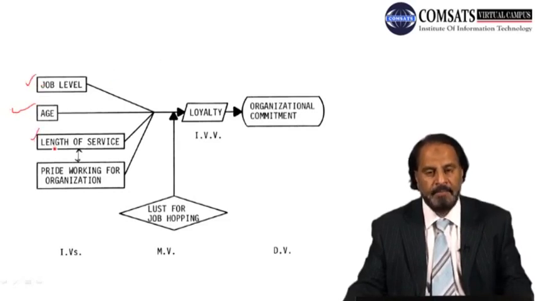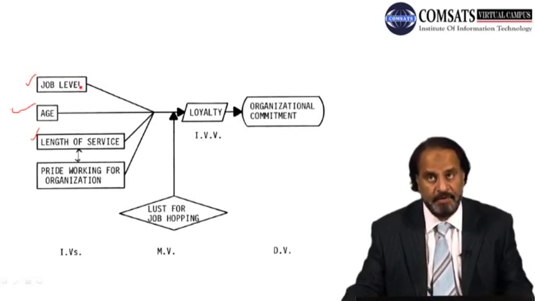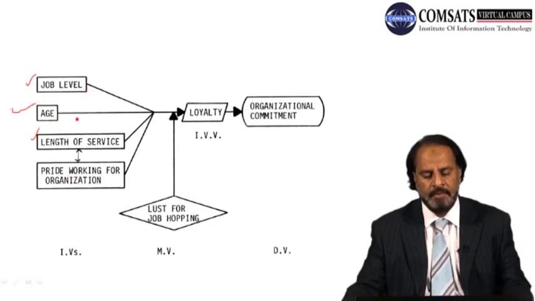Draw your schematic diagram and try to explain in the diagram what sort of relationships there are. So I was saying that people with high job level, age, the higher the age, the length of service, the pride of work, he says all these variables are basically transformed into loyalty, and then loyalty affects the organization commitment.